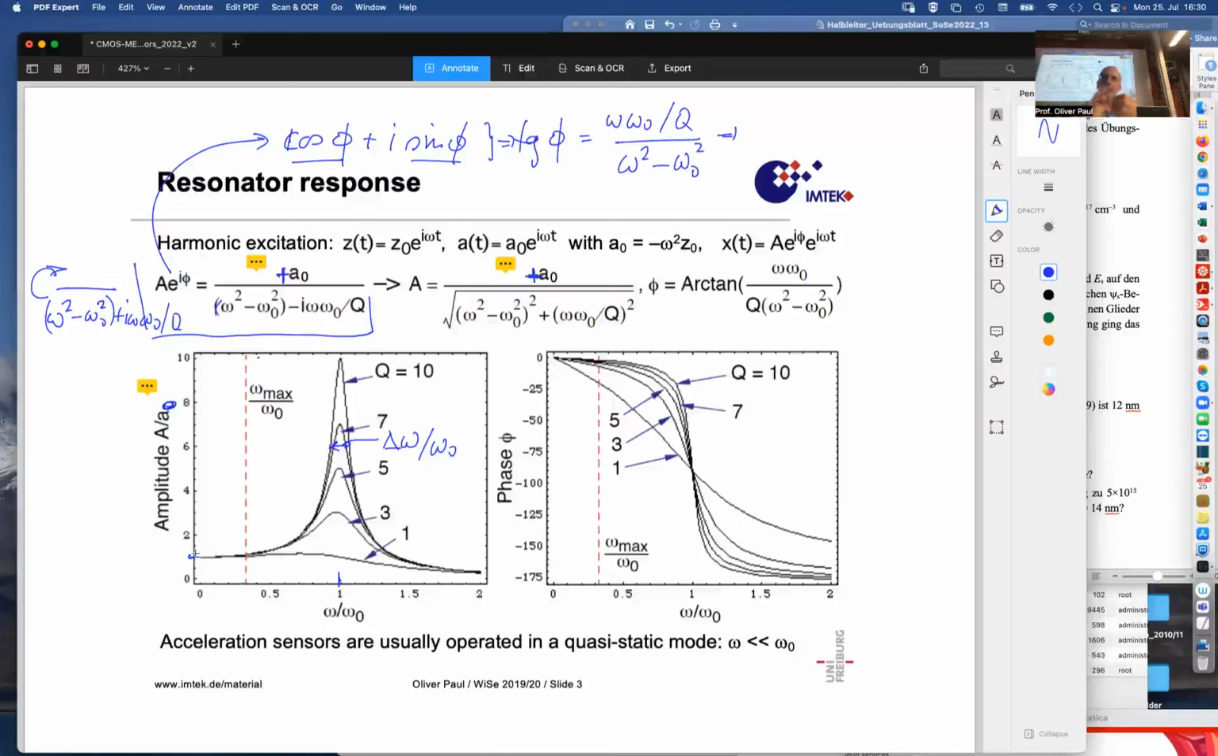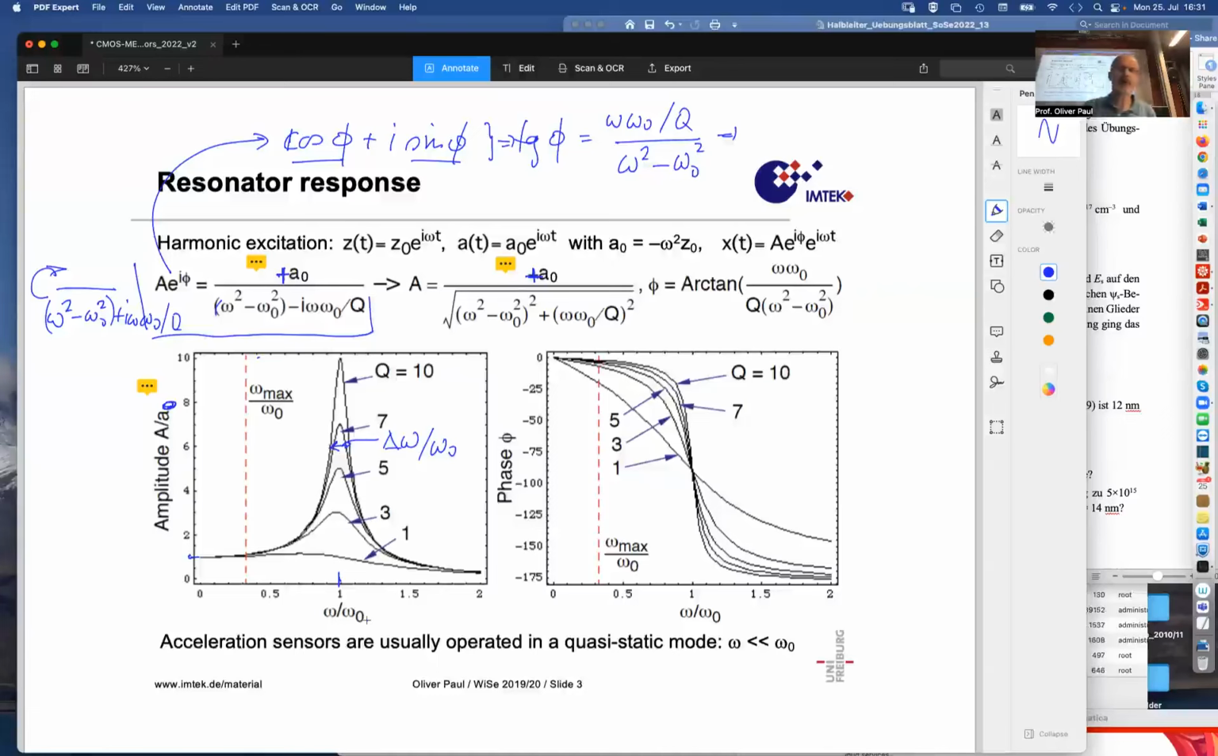And then I'm accelerating more and more, and then the mass will shake, actually at 180 degrees with respect to the driving force. And that's this transition from 0 degrees to 180 degrees at large frequencies. Note that the frequencies are here denoted by omega in units of omega 0, because that's the natural frequency of this harmonic oscillator.